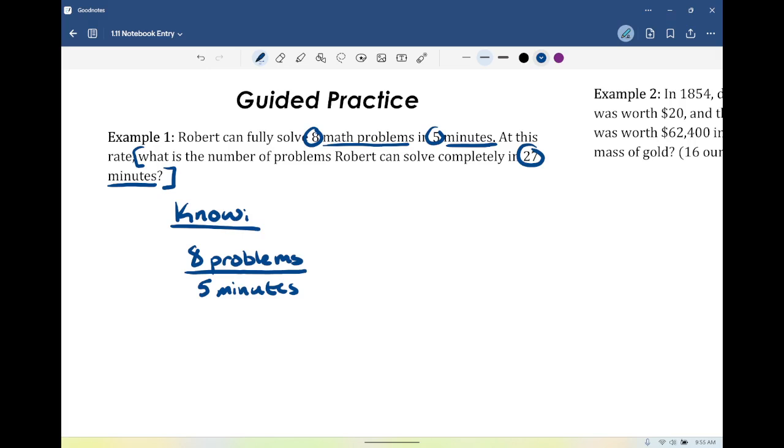Well, what I need to find is how many problems. Hang on a second. Raise your hand. If I don't know how many problems, what should I use to represent that? Should I use x? Well, then I need to find x problems per 27 minutes.